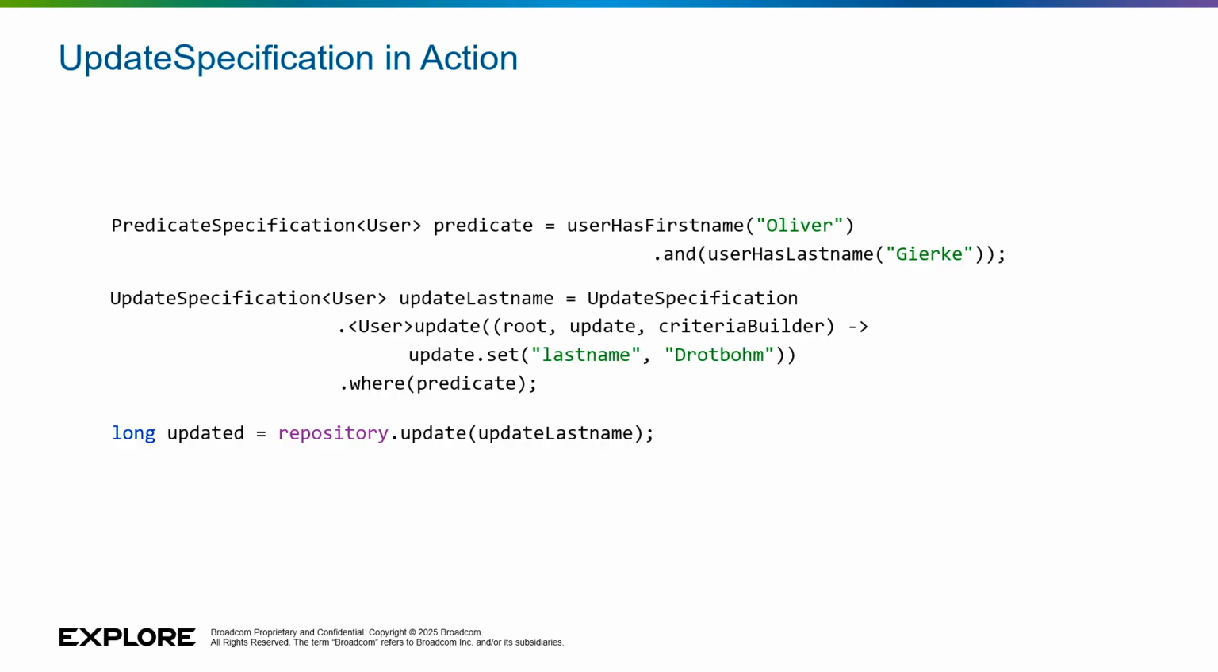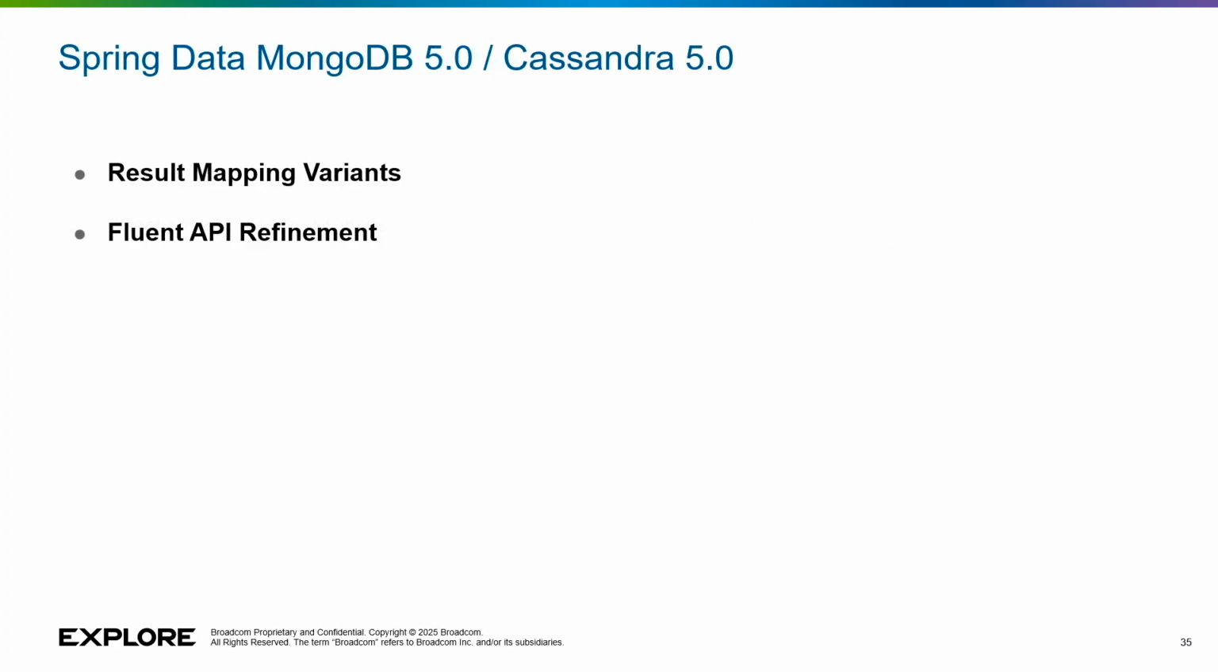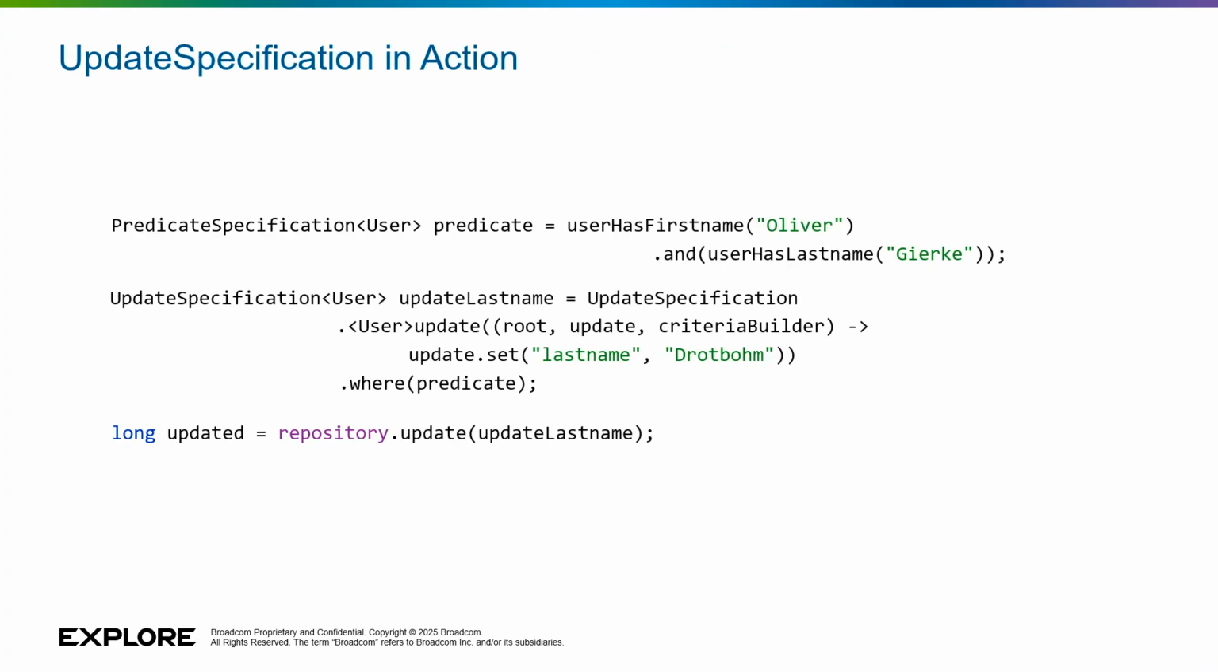And then you can just pass that into your repository to update the last name. You pass the specification into the update method, and then it goes and executes it. Similarly, there's something for delete, and that's what I was alluding to.